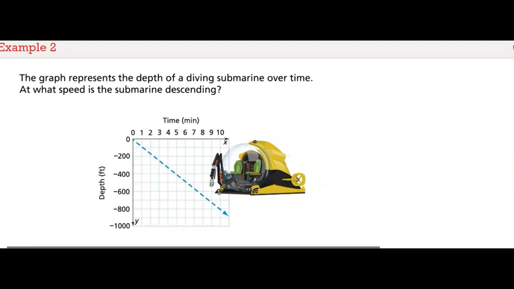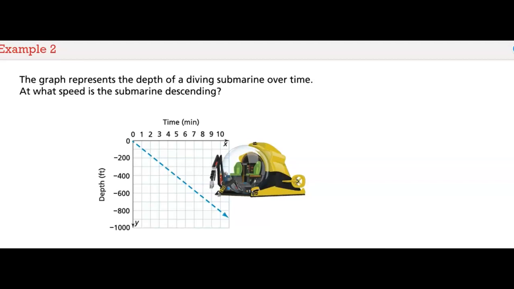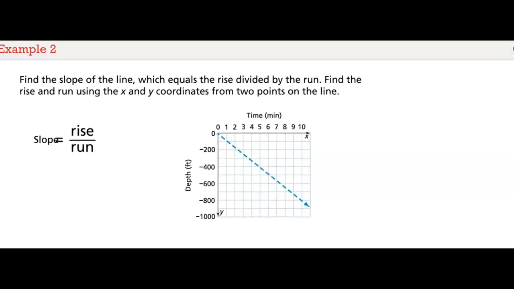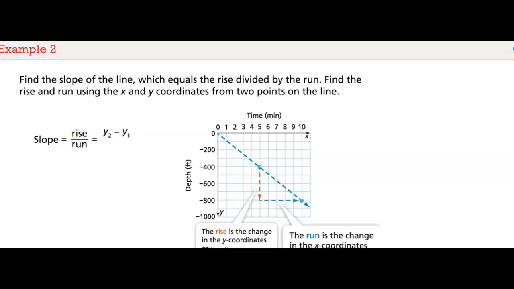So in this case, my slope is 30 because 30/1 is a whole number. The graph represents the depth of a diving submarine over time. At what speed is the submarine descending? Find the slope of the line, which equals the rise divided by the run. Find the rise and run using the x and y coordinates from 2 points on the line. The rise is the change in the y coordinates, or y2 minus y1. The run is the change in the x coordinates, or x2 minus x1.